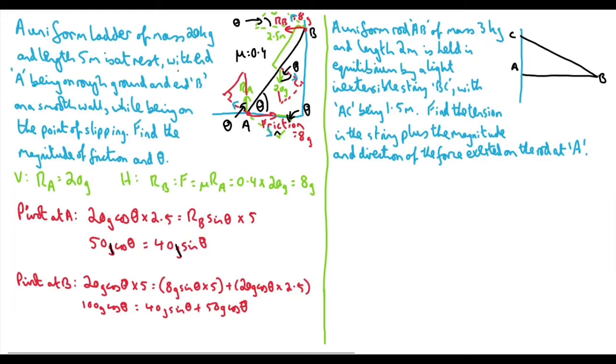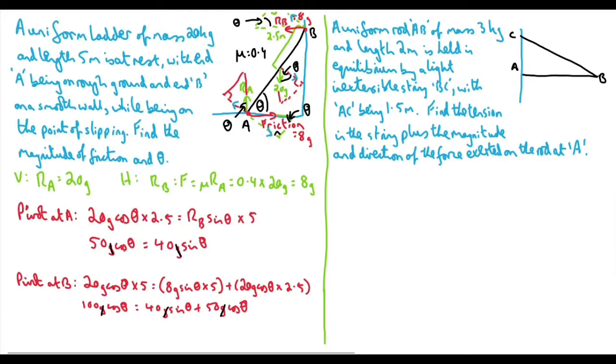Okay, if you want, you can cancel through by g's. And if you were to move the 50 cos theta over to the left, what would you end up with? Again, 50 cos theta equals 40 sine theta. So it doesn't matter which point you take as your pivot, it simplifies to the same thing.